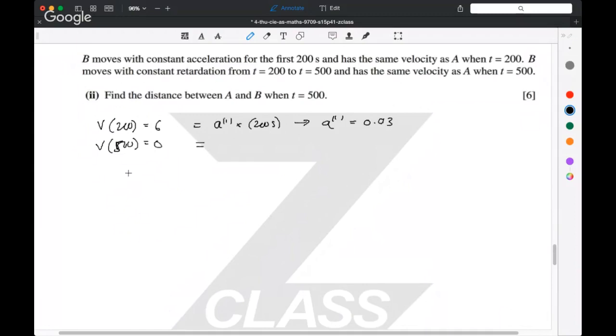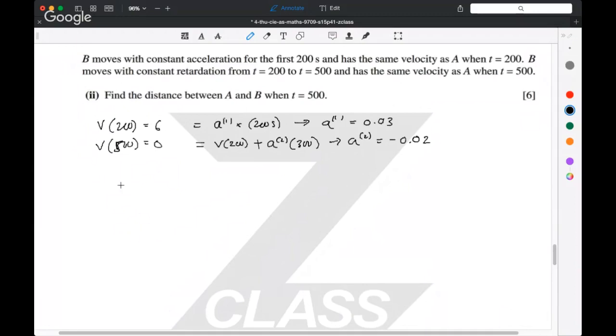And we know that this final velocity must be equal to v at 200 plus A2 times the time between those 2 points, which is 300. And this gives that A2 is equal to minus 0.02. So it's a deceleration, it's a negative.